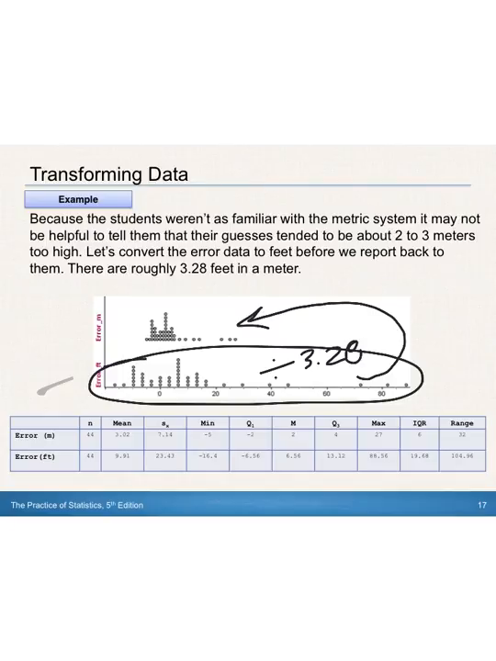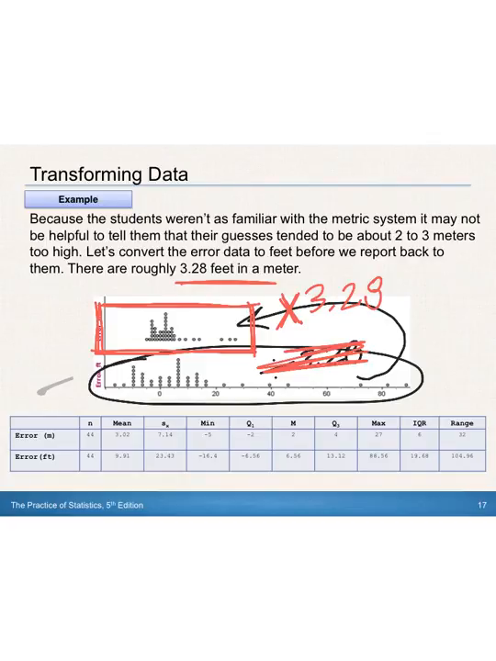So since these kids didn't know their meters very well, it's probably easier to explain how far they were off in terms of feet. So here is their error data in meters. And then if we wanted that error data in feet, we would multiply by 3.28. And of course, if we already had it in feet, we could divide by 3.28. But we're going to take the error data and multiply by 3.28 because there's roughly 3.28 feet in a meter. Now, we'll notice what happens.